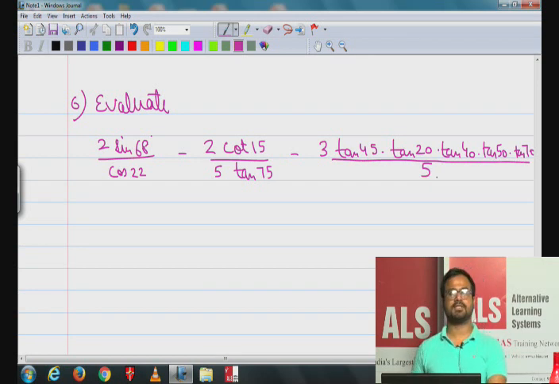Find the value for this expression. 2 sin 68 over cos 22, plus cot 15 over tan 75, minus 3 times tan 45 tan 20 tan 40 tan 50 tan 70, divided by 5.